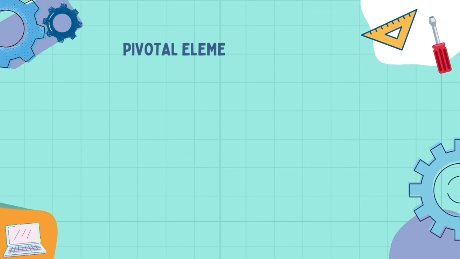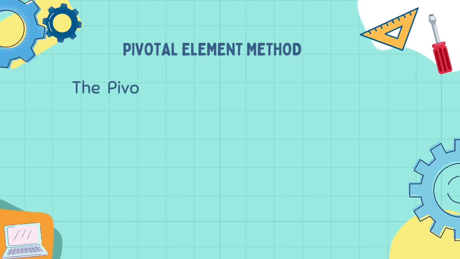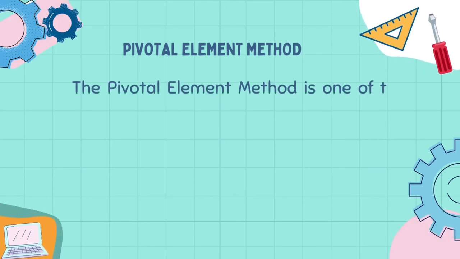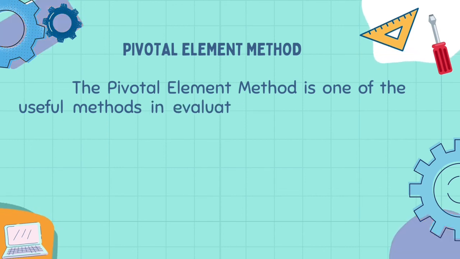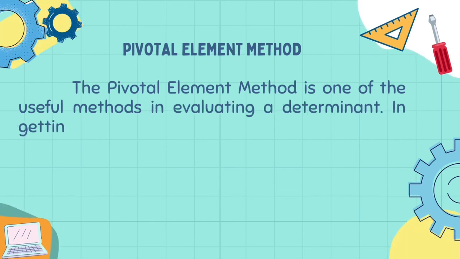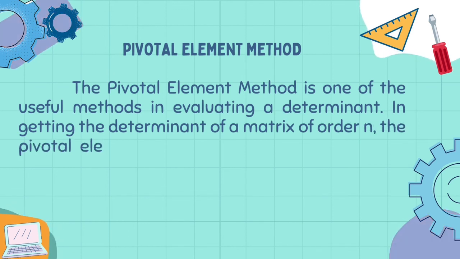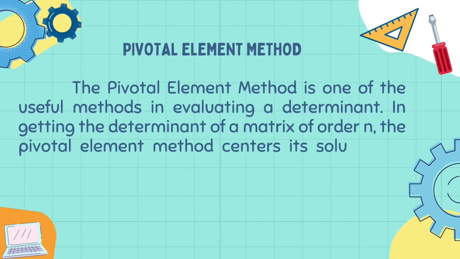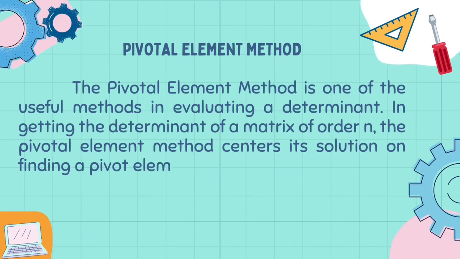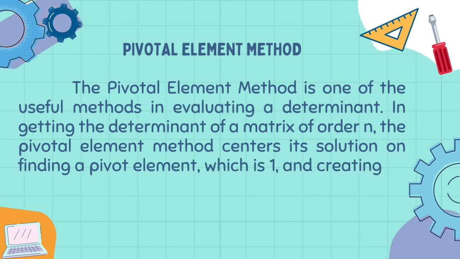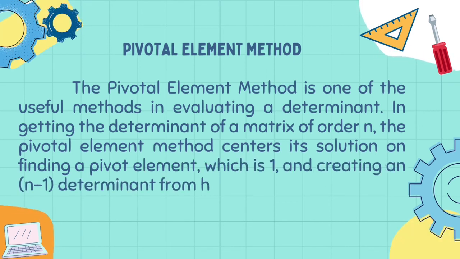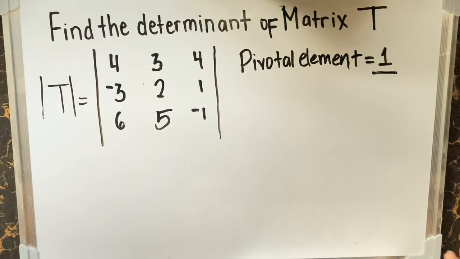Our first topic is about pivotal element method. The pivotal element method is one of the useful methods in evaluating a determinant. In getting the determinant of a matrix of order n, the pivotal element method centers its solution on finding a pivot element, which is 1, and creating an n-1 determinant from here. Allow me to demonstrate to you the solution on how we are going to do the pivotal element method.